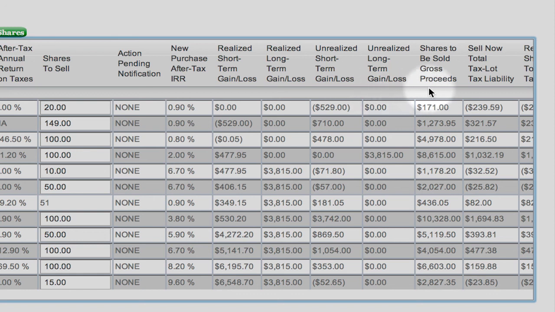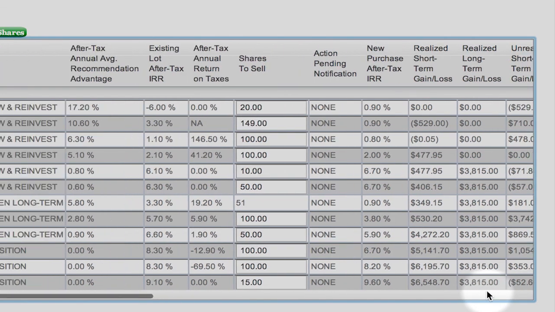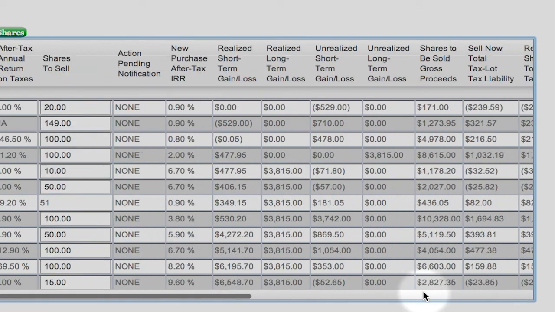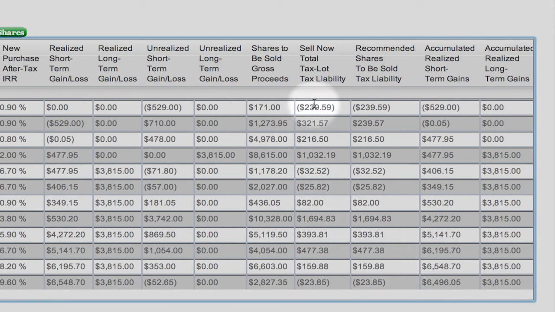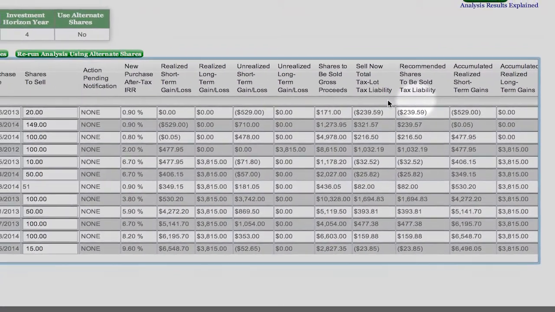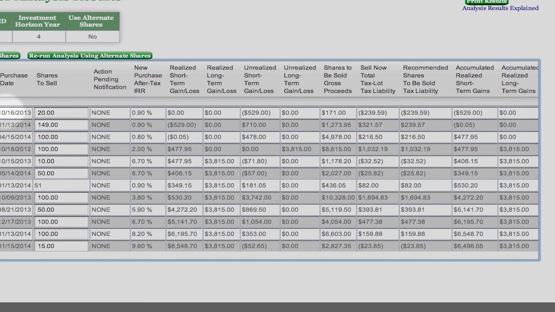Next, we have the shares to be sold gross proceeds. Then we have the sell now total tax lot tax liability, representing the total tax lot liability of all original or residual shares of a tax lot, if less, regardless of how many shares are included in the shares to sell number. Next is the recommended shares to be sold tax liability, or in other words, the tax liability that would be due if the number of shares in the shares to sell column are sold. A positive number represents a tax liability. A negative number indicates a tax savings value.